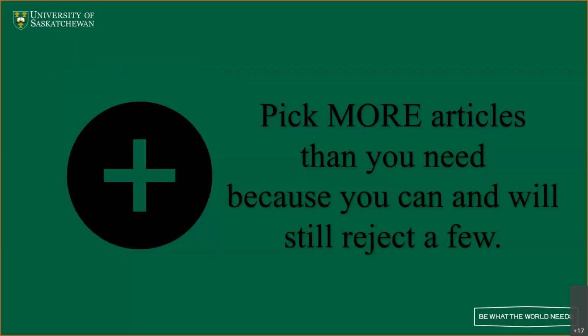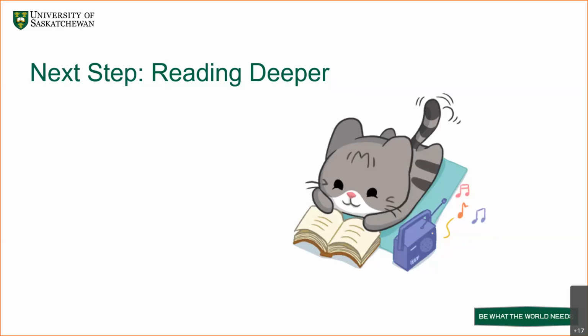You tend, and it's always best practice, to pick more articles than you need because you can and will still reject a few. Or you'll have some that you kind of reference, but it may only end up being sort of one line in your final literature review. So yeah, you'll want a lot more articles than what you think you need. Then the next step, of course, is reading deeper. I read all the time, usually with a cat in my lap, so that's why you got that image.